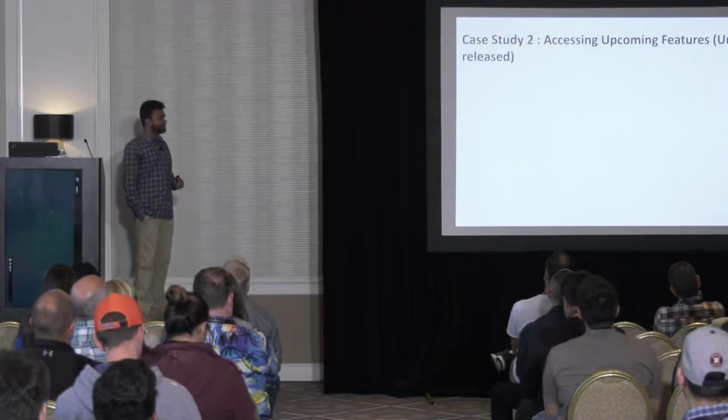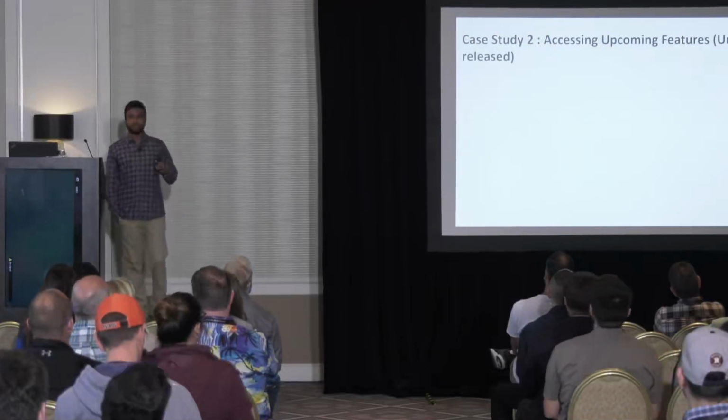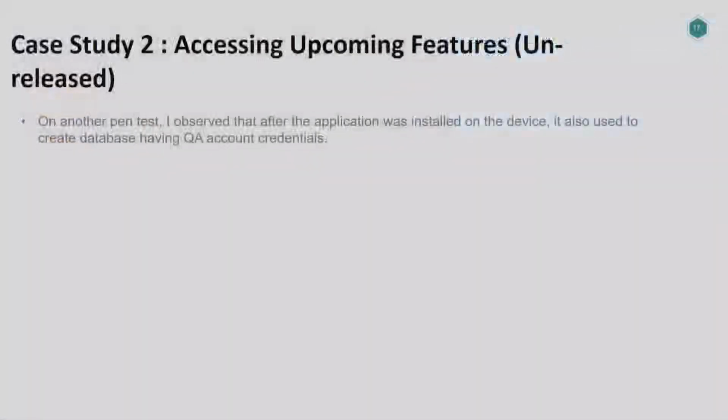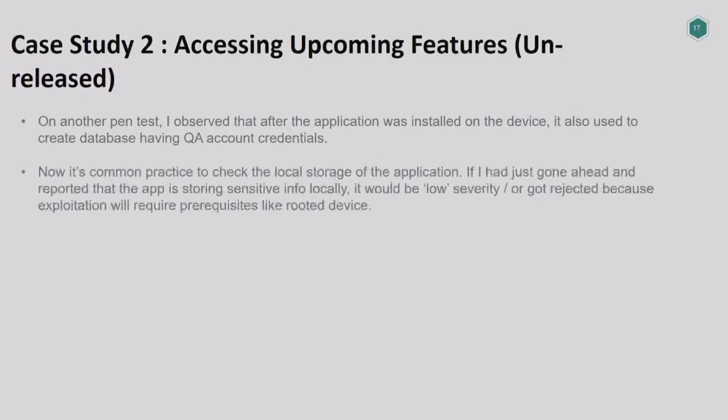Okay, the second case study is also interesting, where I was able to access the upcoming features of the application. When we get the iOS application, we also do static analysis. We analyze the local data storage, and during that analysis, I found that the application was creating a database and storing some QA account credentials. If you are familiar with security reporting, and I report such an issue, the companies will say, oh, we are not interested because it requires physical access to the device, it requires a sandbox bypass. So I didn't report that.